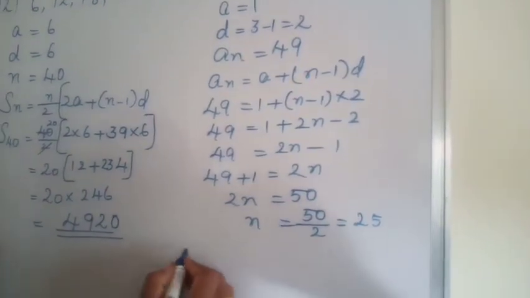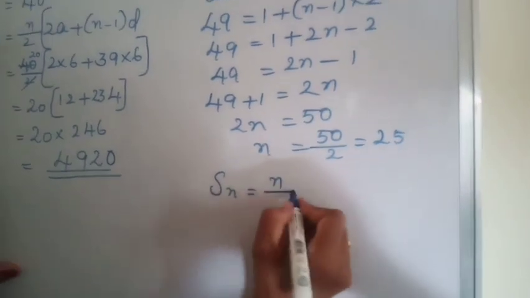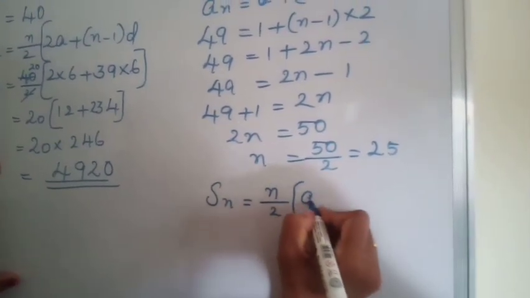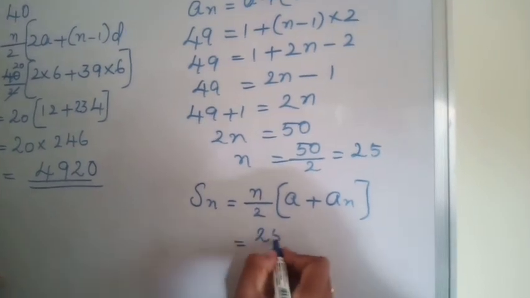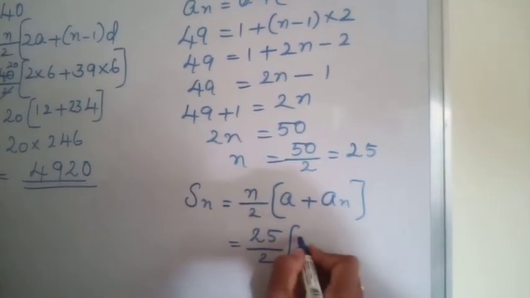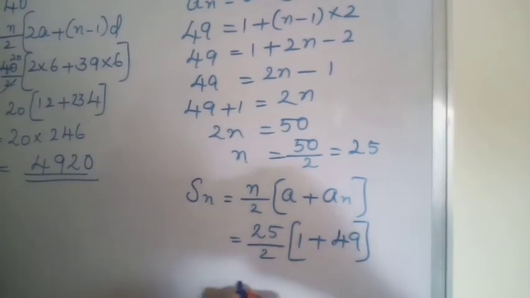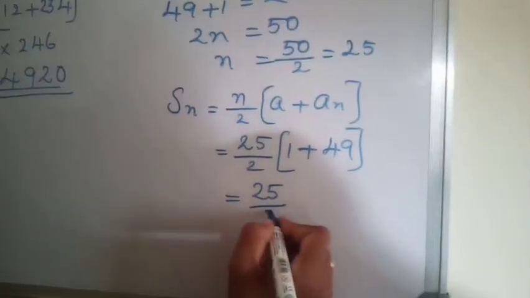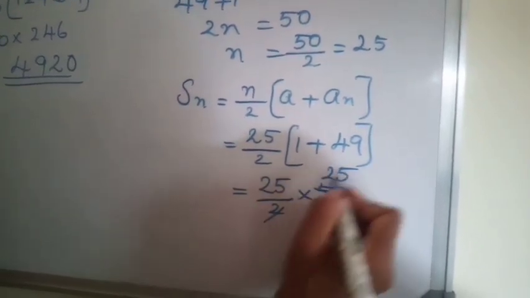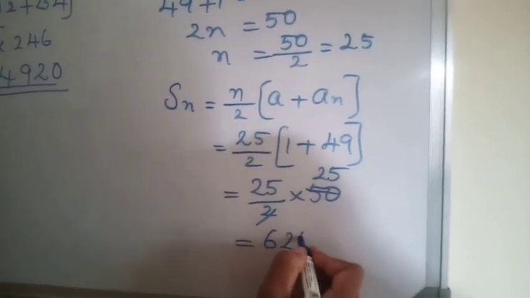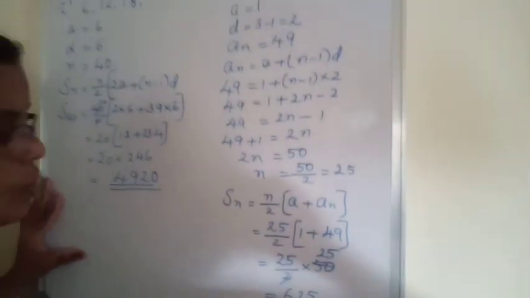So now we will find out Sn. Sn equals, we'll use the second formula, n by 2 into A plus An. N is 25, A is 1 and An is 49. Equals 25 by 2 into 50. Cancel. 25 into 25, 625. Sum of first 25 odd numbers is 625.